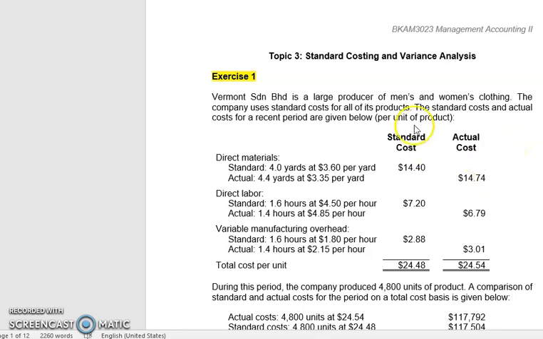Topic 3, Standard Costing and Variance Analysis. Exercise number 1. Let's read the question. Raymond Near Berhad is a large producer of men's and women's clothing.